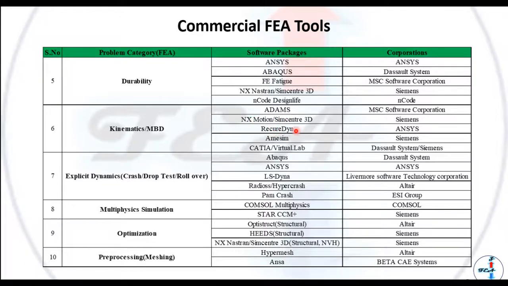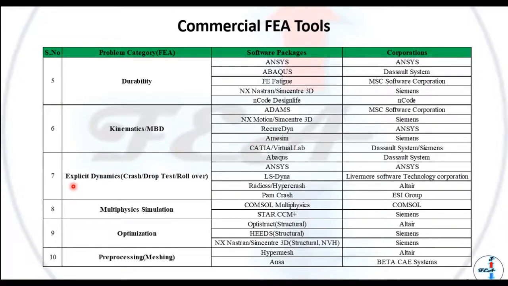Next one is Rocky Dynamics, which will come in the ANSYS interface. With this tool also we can do kinematics as well as multi-body dynamic simulation. Next one is Amesim. This is generally a multi-domain system development tool from Siemens, and here also we can interlink this Amesim environment with the CAD environment for multi-body dynamics as well as kinematic simulation. This is also very much useful for this kind of simulation. So next one is CATIA or Virtual.Lab for kinematic simulation. So this is all about kinematics as well as multi-body dynamics.